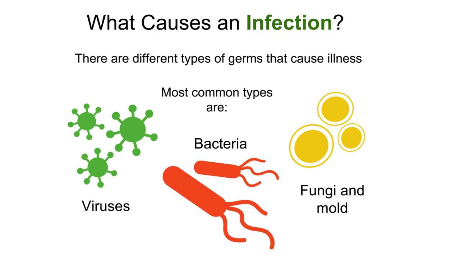Viruses are so small they cannot be seen with a regular microscope, and antibiotics don't work on infections caused by viruses. One example of a virus that we are all familiar with is influenza, also known as the flu. Bacteria come in different shapes, and they can be seen with a microscope. Bacteria can be killed with antibiotics, but it can be difficult to find the correct antibiotic.